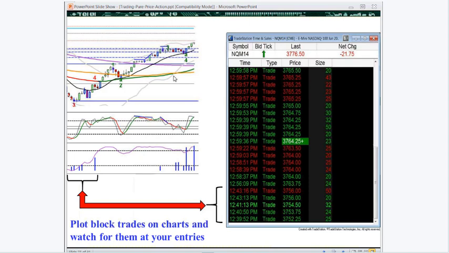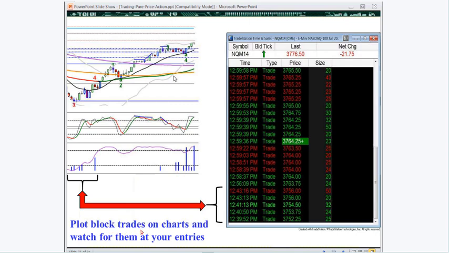Some charting platforms allow you to do this, some do not. You don't need this, but there are some that will allow you to take the time and sales data and plot it on your chart. So here's my volume on the bottom of the chart. Notice my volume histogram down here looks different than most people's, because most volume histograms have volume vertical lines under every single bar. Mine doesn't. Why not? Because in this scenario, I'm only charting what's called block trades.